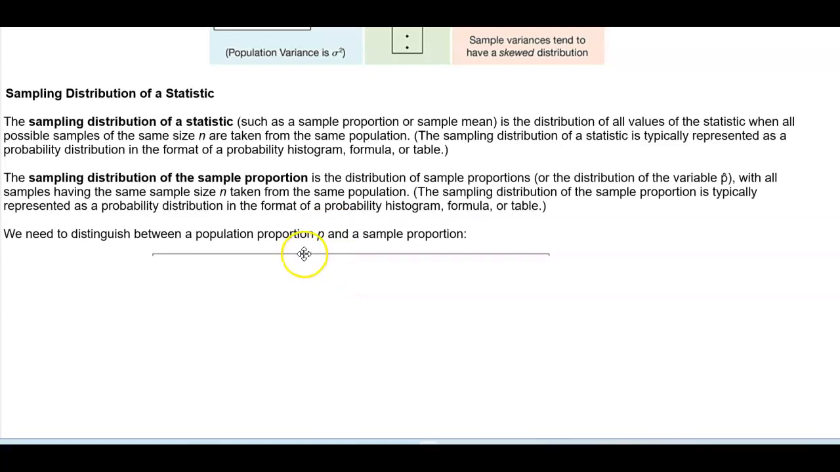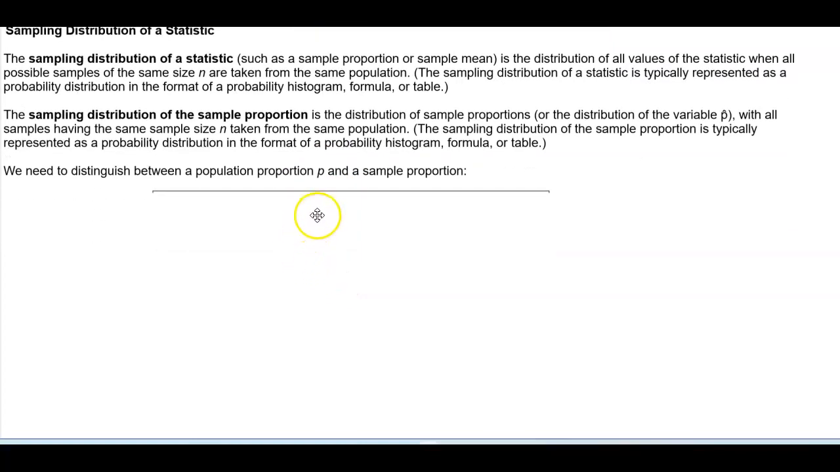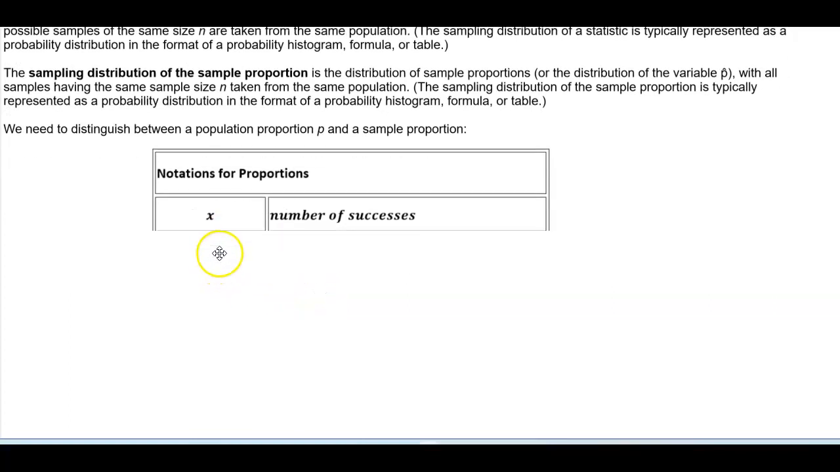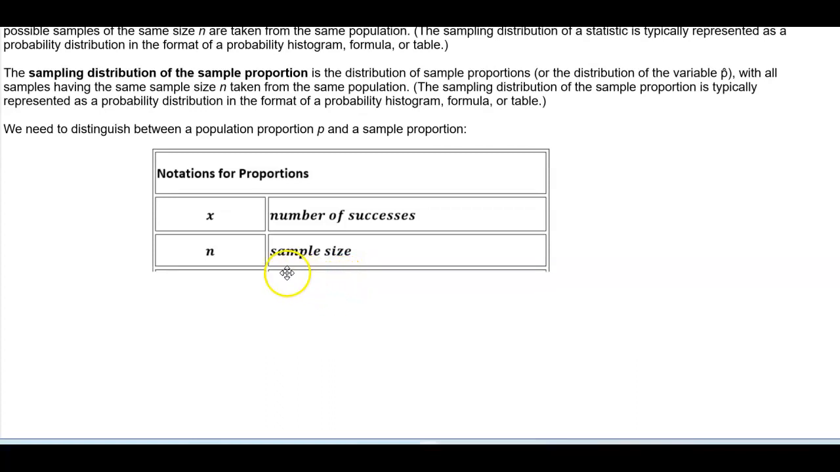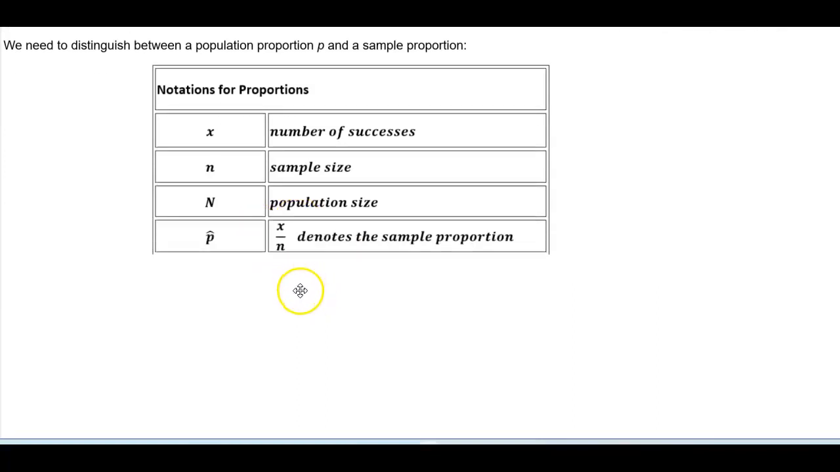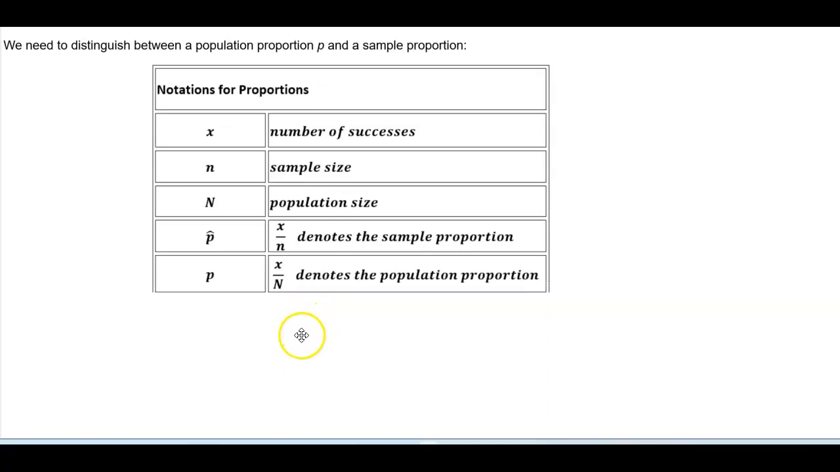So what we need to do is distinguish between a population proportion P and a sample proportion. So here are your notations for proportions. X represents the number of successes. N represents the sample size. Capital N represents the population size. P hat is X over N, which denotes the sample proportion. P is X over capital N, which denotes the population proportion.